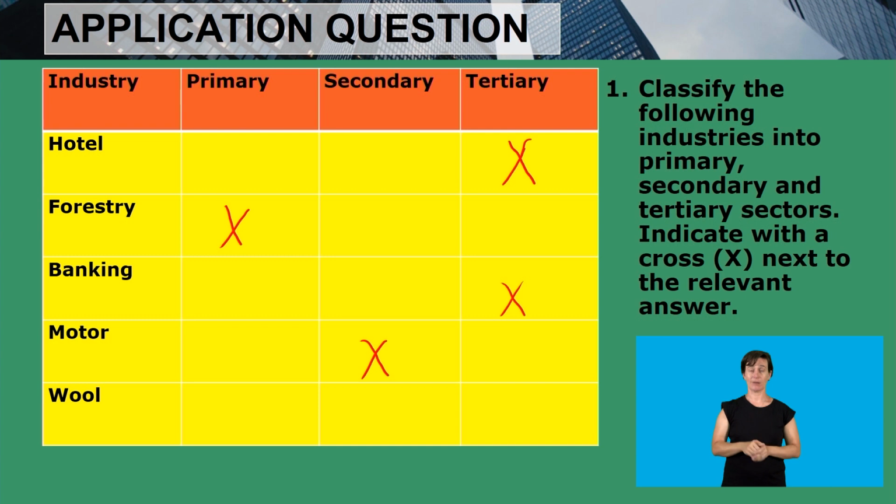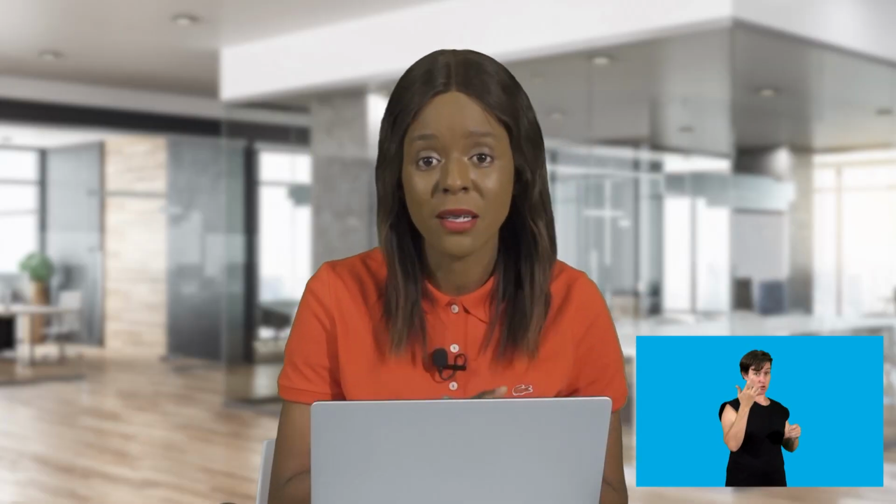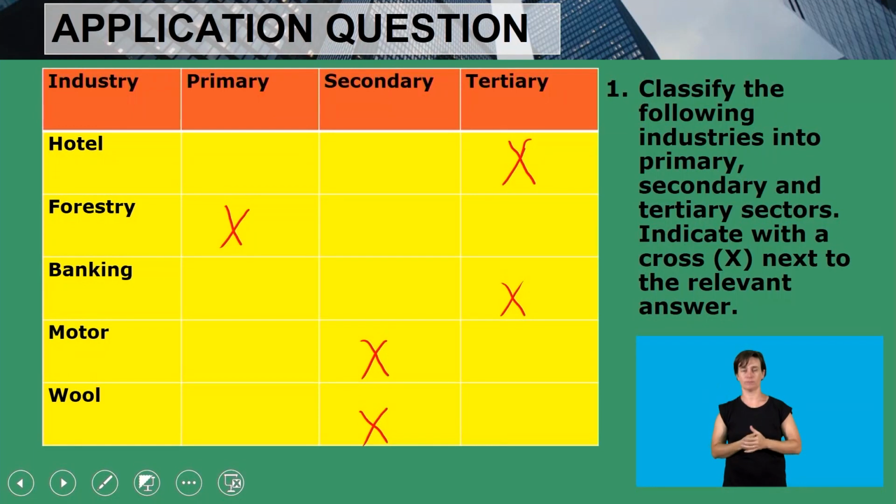Then moving on to the wool. Where do we find wool? Do we find it in the primary sector, secondary sector, or tertiary sector? We find it in the secondary sector. It's not under primary sector because we are not talking of sheep whereby we take the sheep skin and try to change it. Yes, the sheep skin is taken from the primary sector, but it is transformed to become wool in the secondary sector. Hence, the correct answer there is the secondary sector.